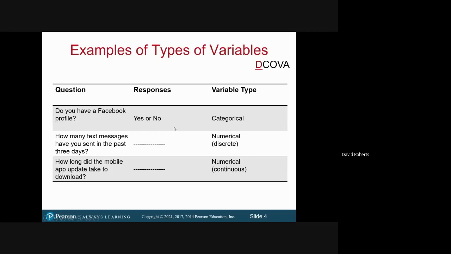So here's some examples. Do you have a Facebook profile? Either you do or you don't. So that's categorical. How many text messages have you received in the last 3 days? How long did the mobile app take to update? You can quantify those in the sense of there's a number. It took 3.7 minutes to update my app.